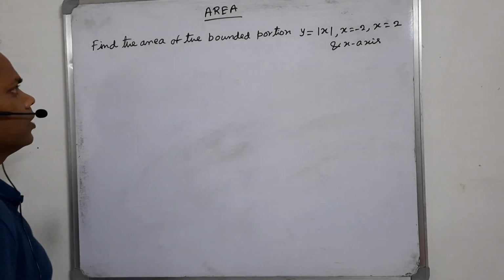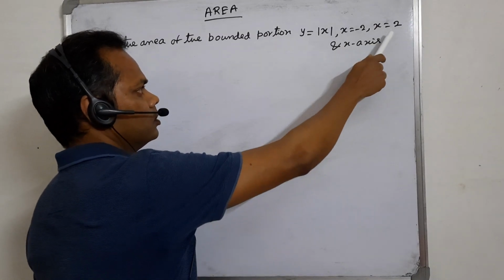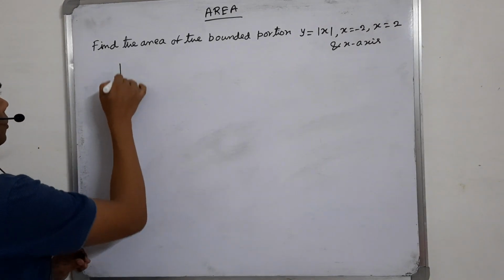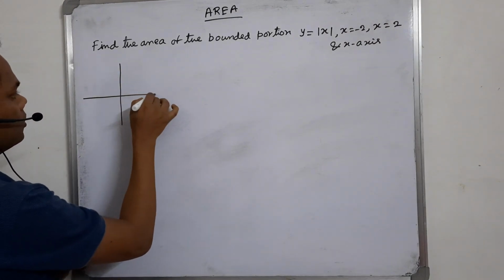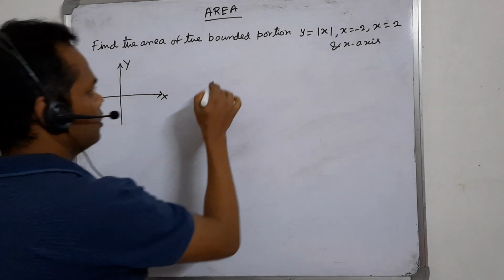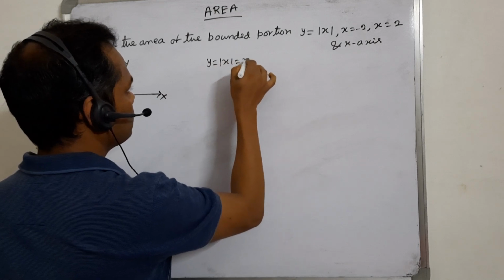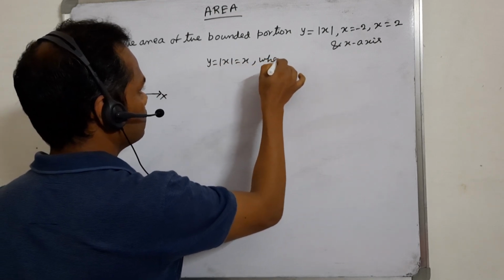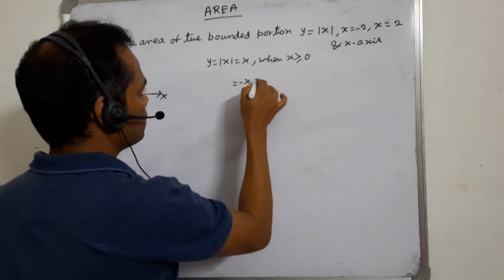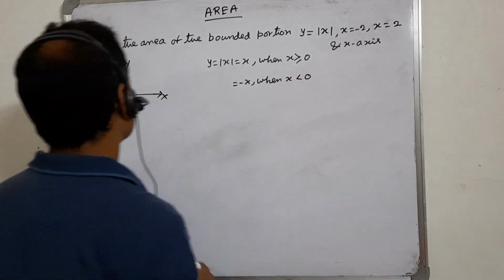Next sum: find the area of the bounded portion y = mod x, x = minus 2, x = 2 and the x-axis. So this is the x-axis and this one is the y-axis. Now see that y = mod x is x when x is greater than or equal to 0, and minus x when x is less than 0.